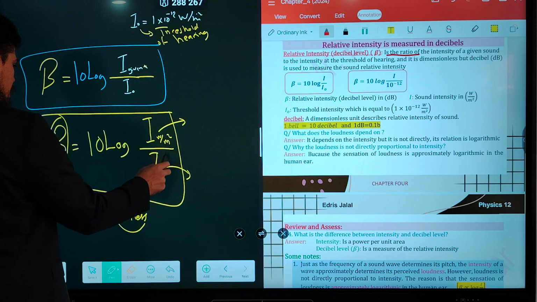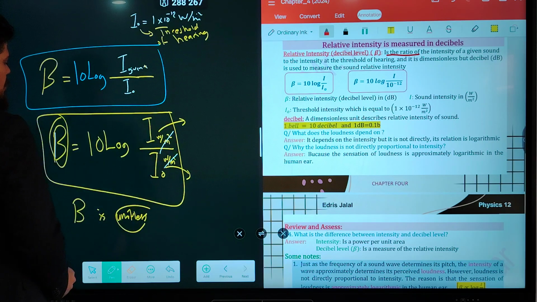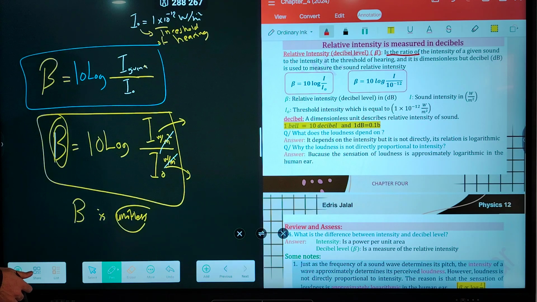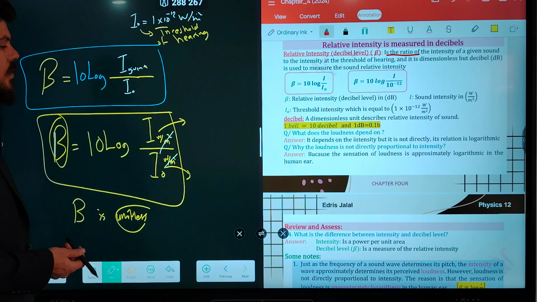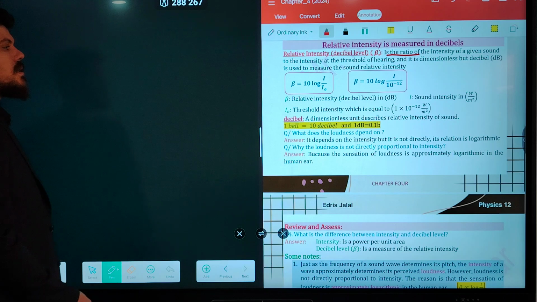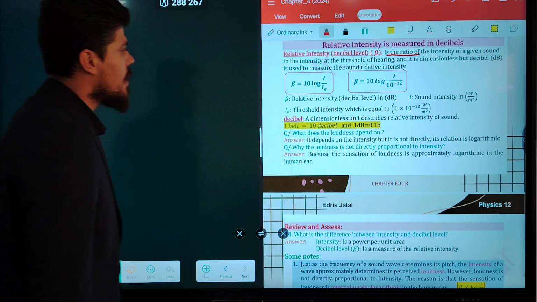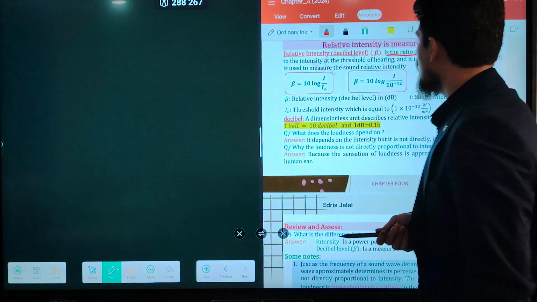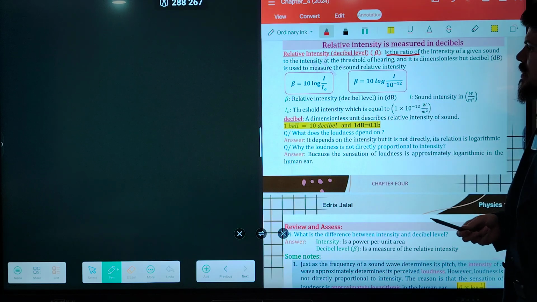Watt per meter square cancels with watt per meter square. But the scientists named the unit of the decibel level as a decibel. Which of the following can be used for measuring the relative intensity? Decibel, which is equal to 10 logarithm I over I naught, or I over 10 power negative 12.